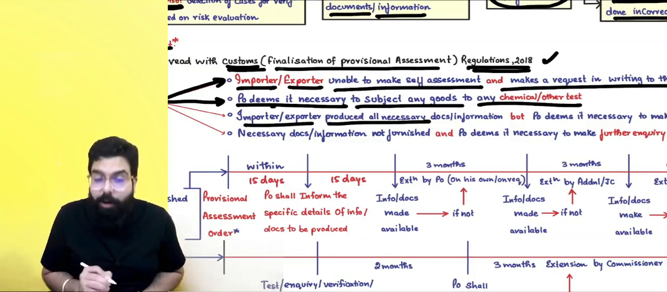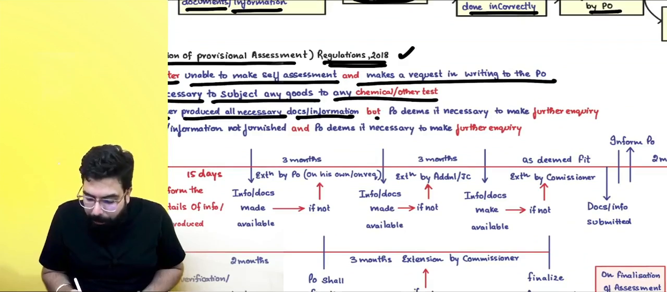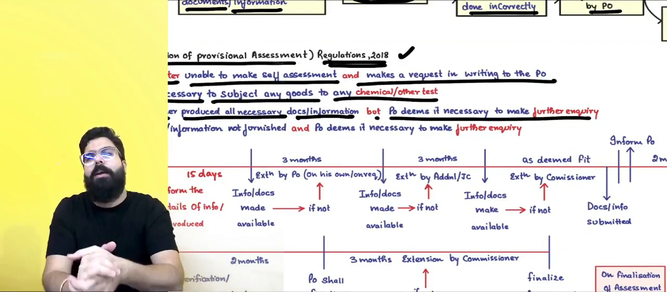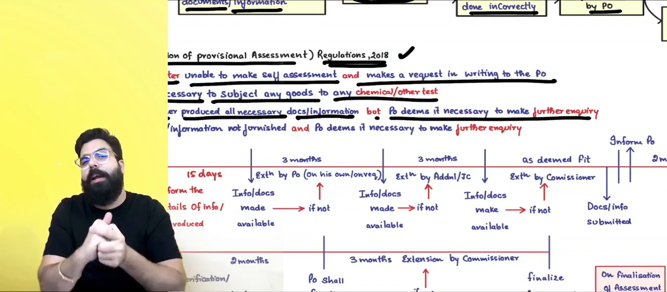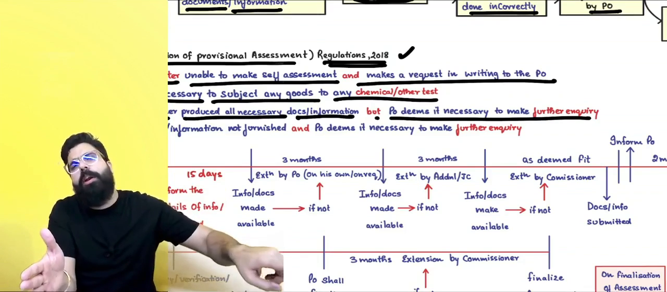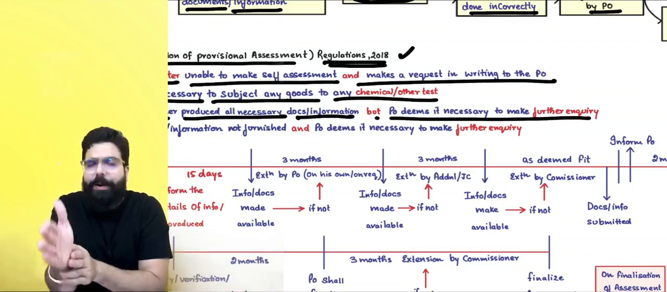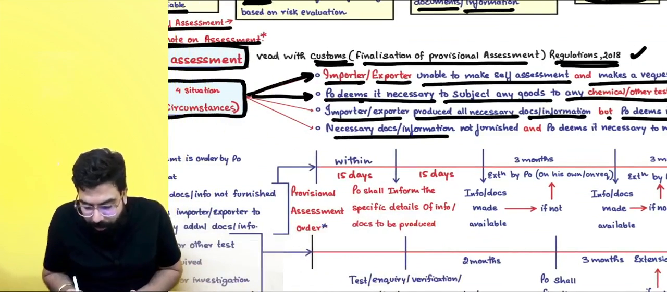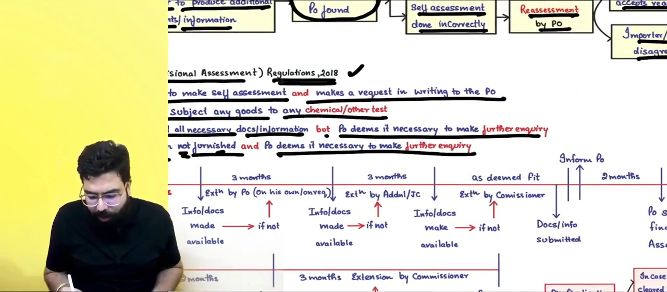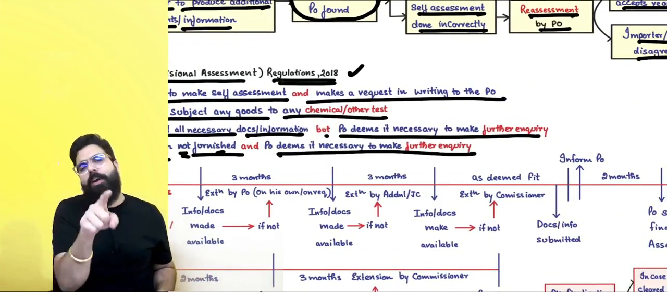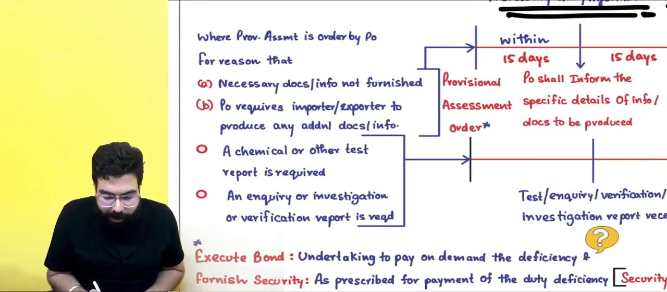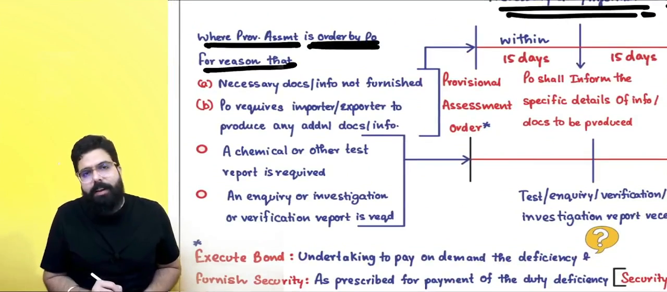Next, the importer or exporter produced all the documents or information, but the proper officer deems it necessary to make further inquiry. You have given all the documents and all the information, but the proper officer says, I want to do further inquiry, I want some additional documents. In that scenario, you can say, sir, please clear my goods temporarily, you do your investigation or take additional documents, but clear my goods provisionally. Then, necessary documents or information are not given. If you don't give necessary documents and information and the PO deems it necessary to do further inquiry, then he will provisionally clear the goods pending the inquiry or investigation, and later he will do the finalization of assessment.